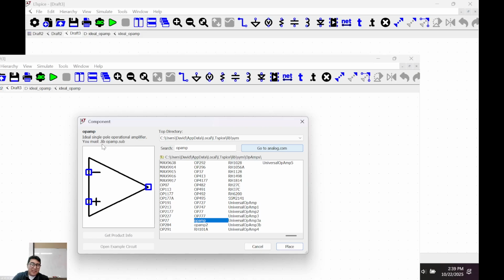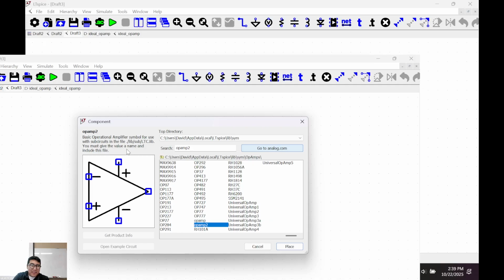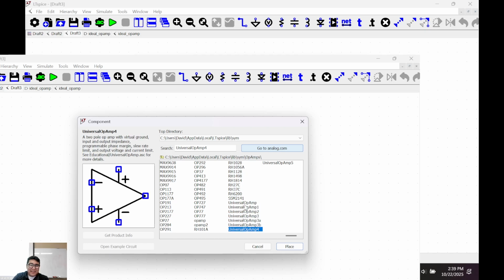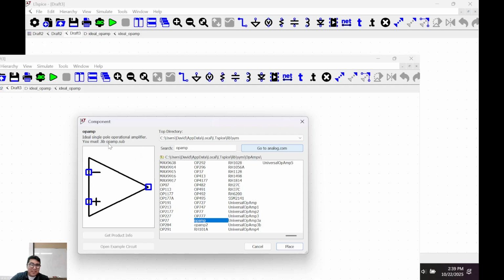You must .lib opamp.sub. You must give the value a name and include this file. I want one with no power supply. No, it's not giving me one. You must .lib opamp.sub. Wonder what that means. It's okay.